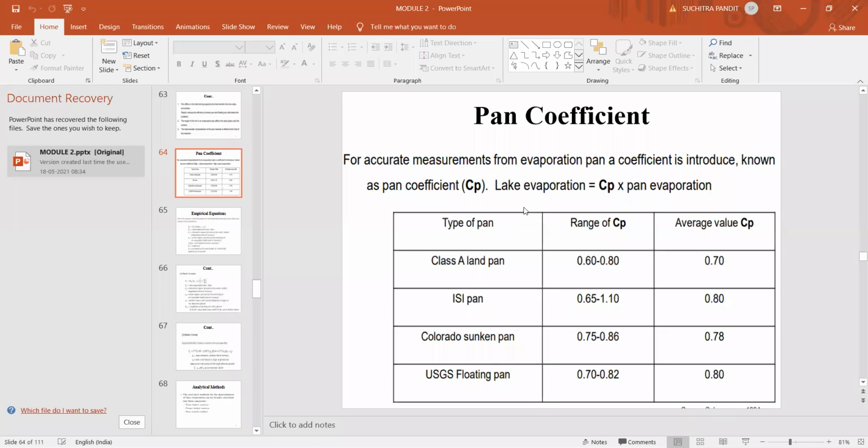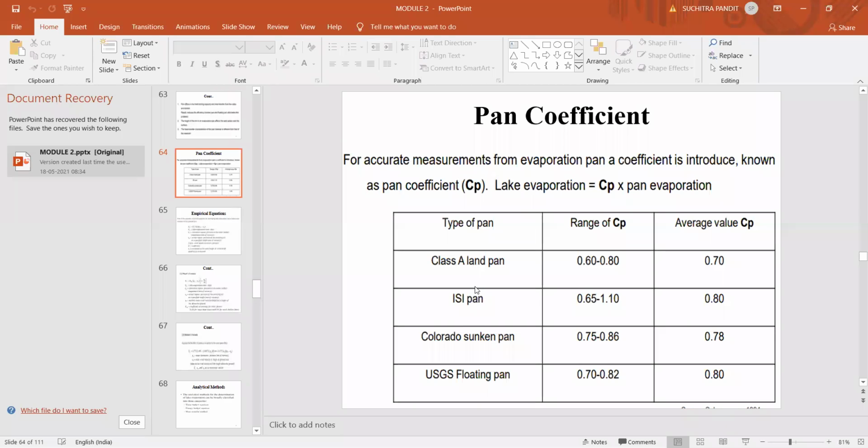In the last class we were discussing the importance of the pan coefficient. Whatever values you get from pan evaporation cannot be directly used, because the surface area exposed to the atmosphere is very small compared with a large reservoir, a lake or a pond. So, to have a more precise value, the pan evaporation data have to be multiplied by a coefficient known as the pan coefficient. The value of this pan coefficient ranges between 0.6 and 0.8.